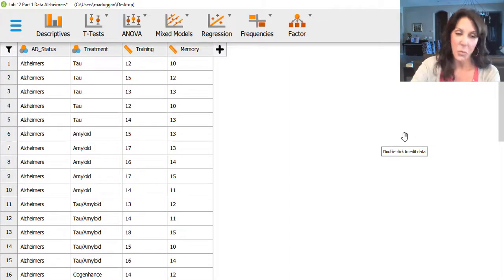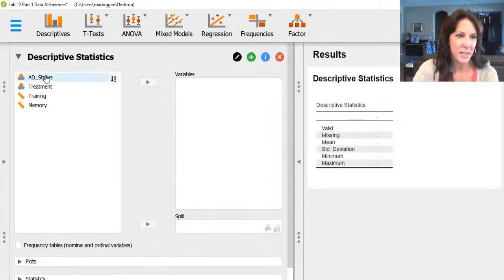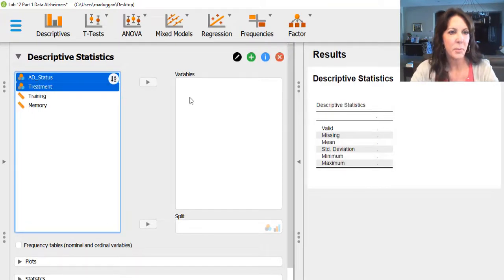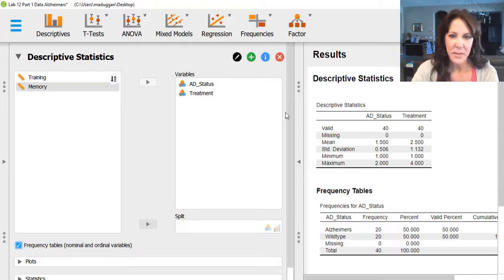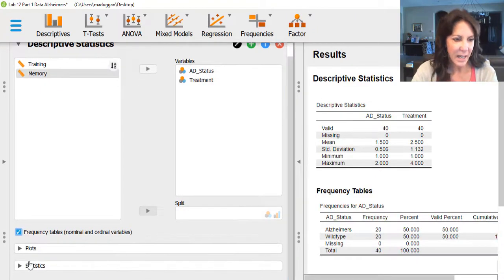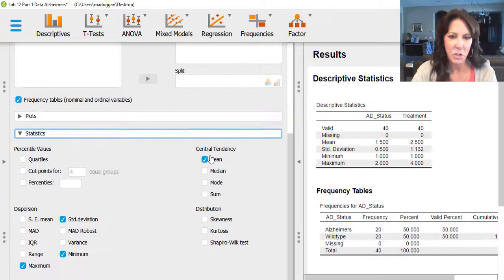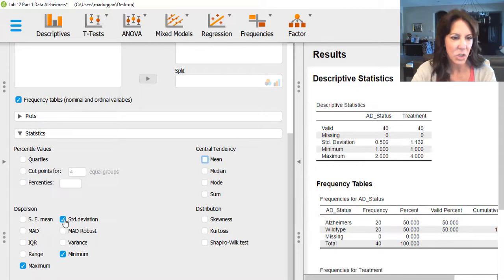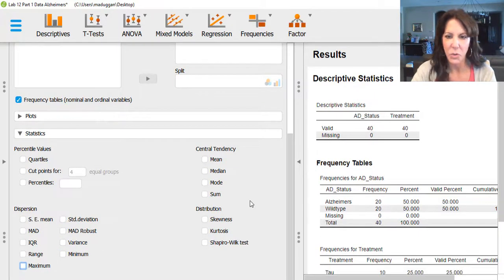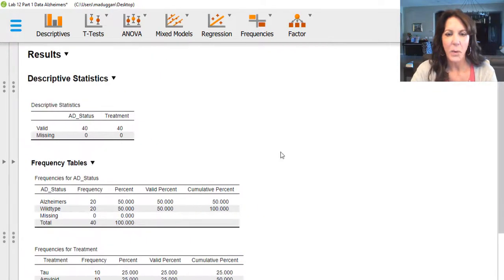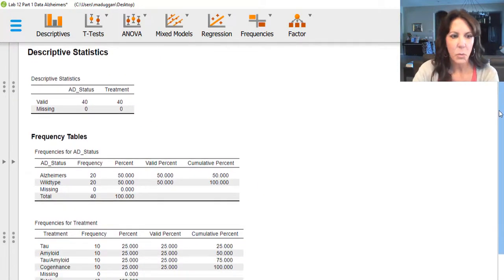So what do we normally do at the very beginning of our analyses? We're going to do our descriptive statistics. We're going to start with our nominal variables, move them over. I'm going to select frequency tables, and I'm going to deselect the statistics because I cannot do a mean or a standard deviation when I'm talking about a nominal variable. It just doesn't work.